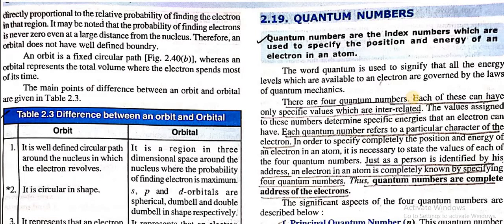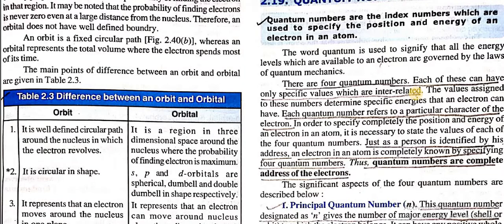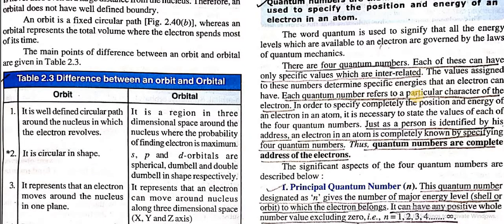Each one of these has specific values which are interrelated, and they give the complete picture of electrons, about their position, energy, and the shapes of the orbitals where they are present. The 4 quantum numbers are: number 1, the principal quantum number, denoted by small n. The second is the azimuthal or orbital quantum number, denoted by small l. The third is the magnetic quantum number, denoted by small m. And the fourth one is the spin quantum number.